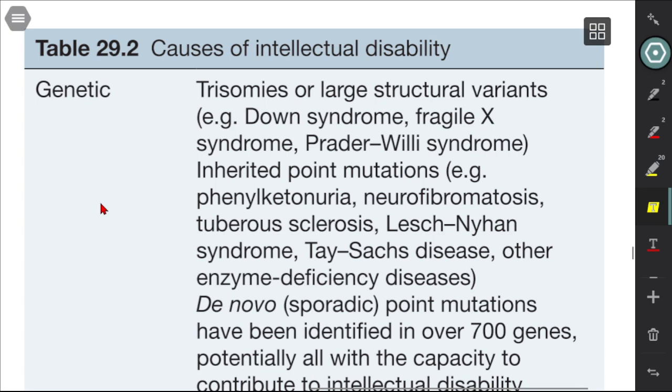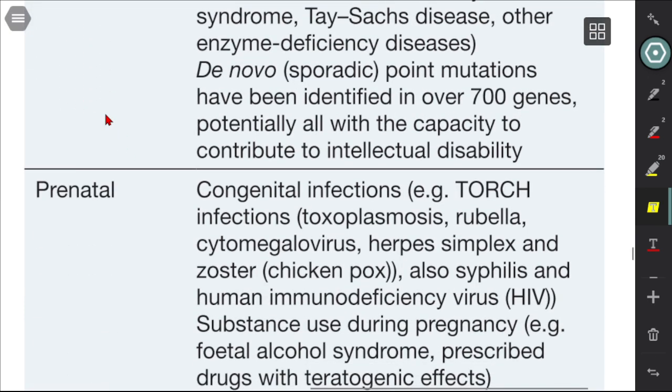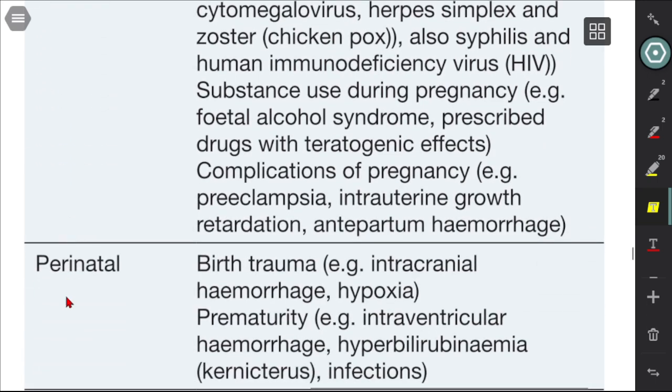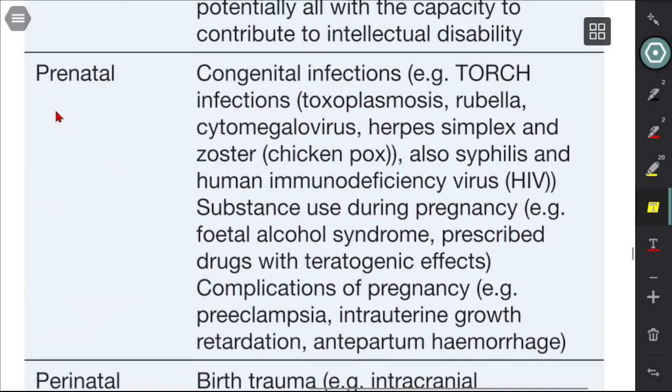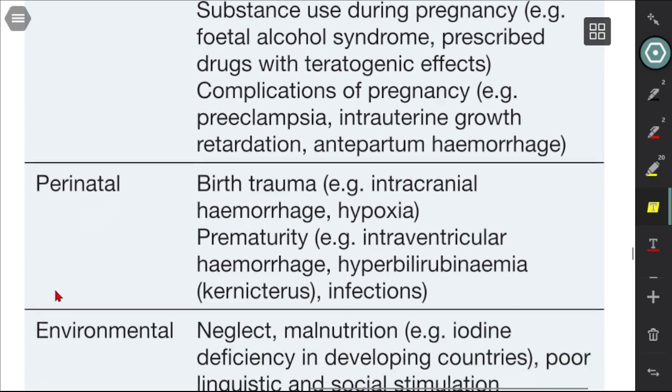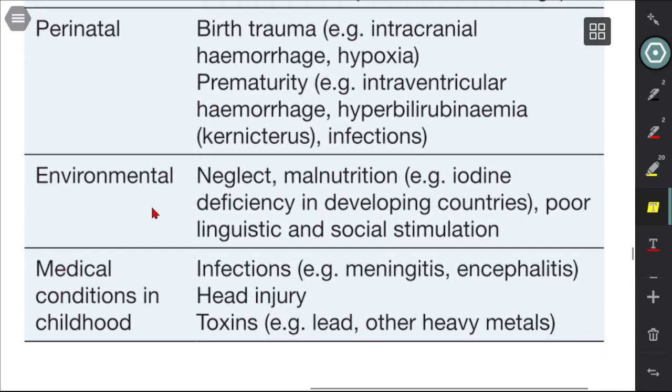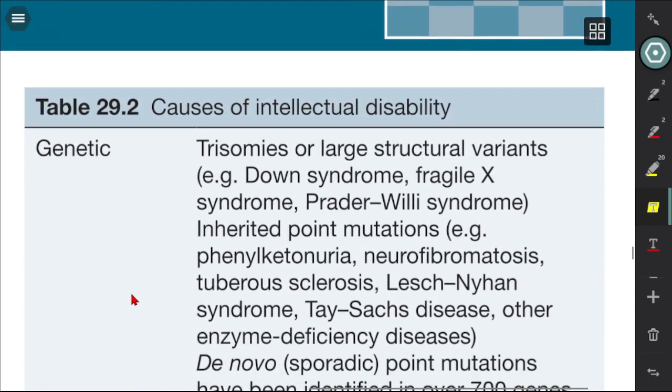Here we have the causes of intellectual disability. We have genetic causes. We have prenatal causes. And perinatal causes, in addition to environmental and medical conditions in childhood. So let's start with genetic causes.